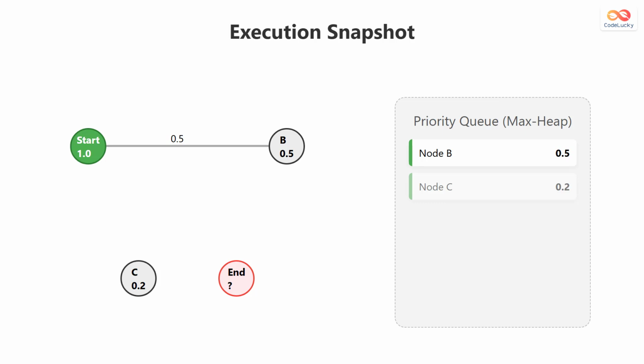Let's visualize this. Imagine we are at the start. We see 2 neighbors, B and C. B has a higher probability, so our max heap puts B at the top. We visit B first. This ensures we don't waste time on paths that are already less likely to succeed than our current best option.